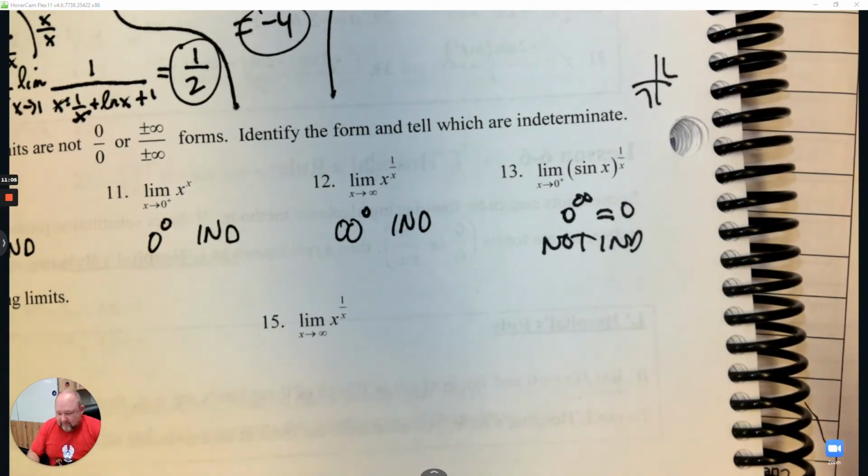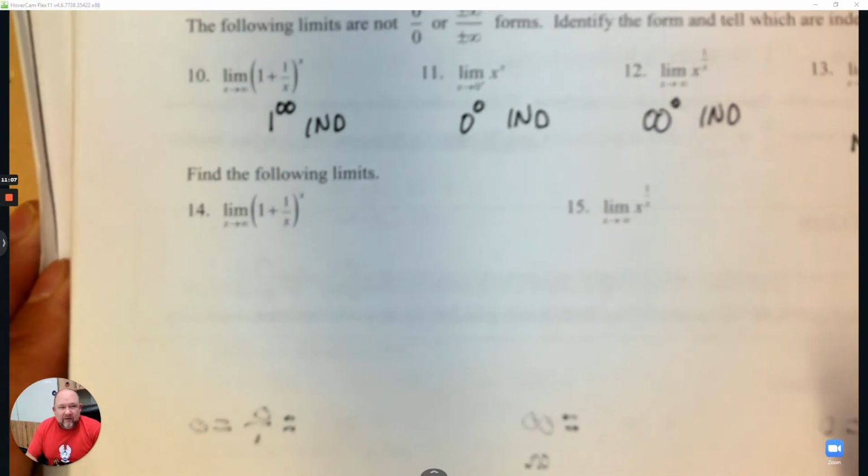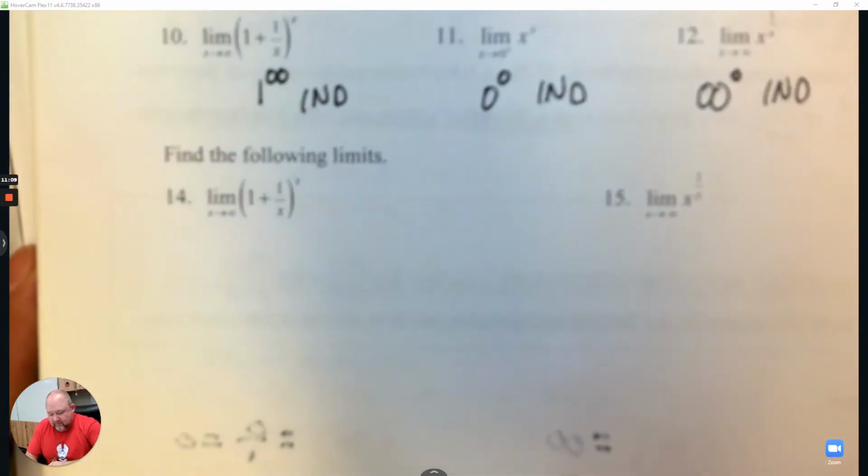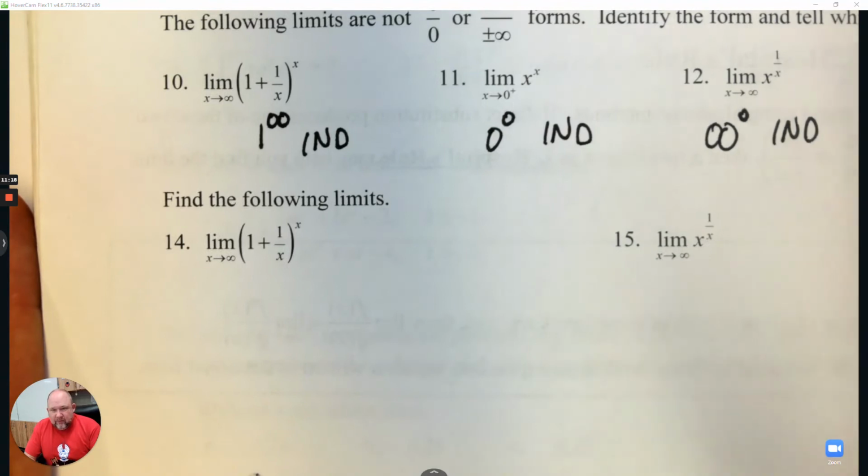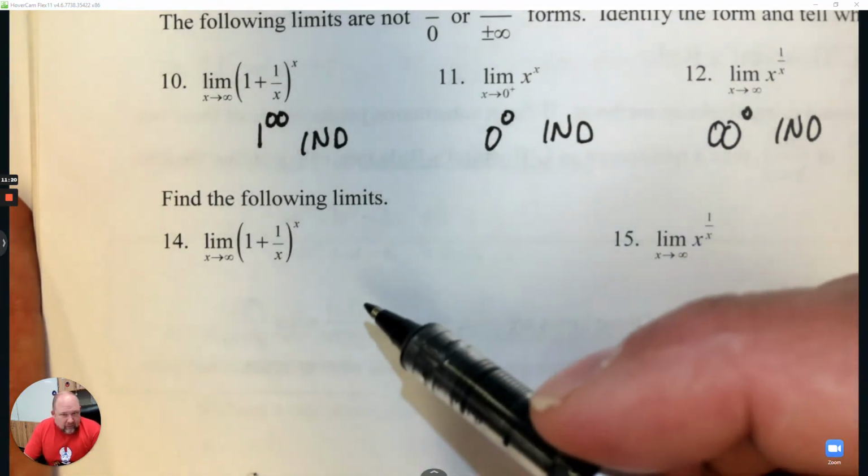All right, a few more left. Find the following limits. So if I look here, I want to write this in a way where I can evaluate it. The way it looks right now, with the variable in the exponent, I can't apply L'Hopital's rule the way it looks.